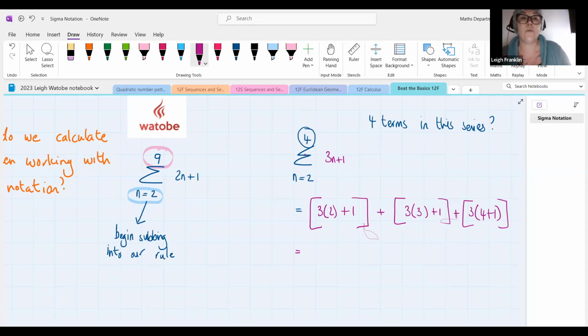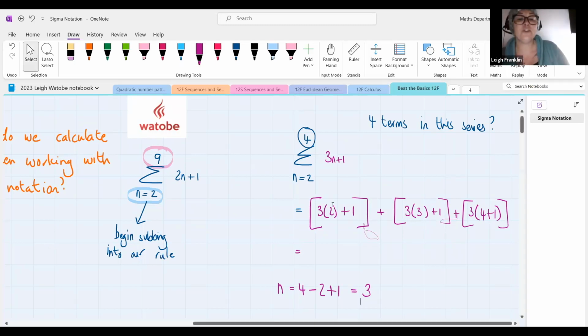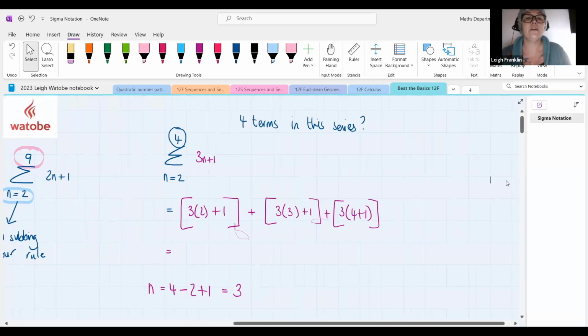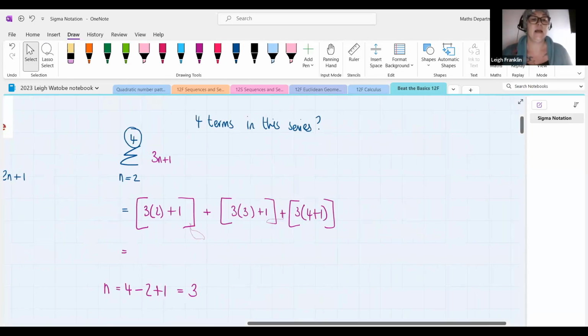That's why we say when we're working with sigma notation, we calculate the value of n by taking the number at the top, minusing the number at the bottom, like Nhlanhla put onto the chat for us, and then we add 1. Can you see there are 3 terms in this pattern? Okay, the number at the top represents the last value to be subbed in. It is not the number of terms in the pattern. Does that make sense to everybody? Can you see that now?